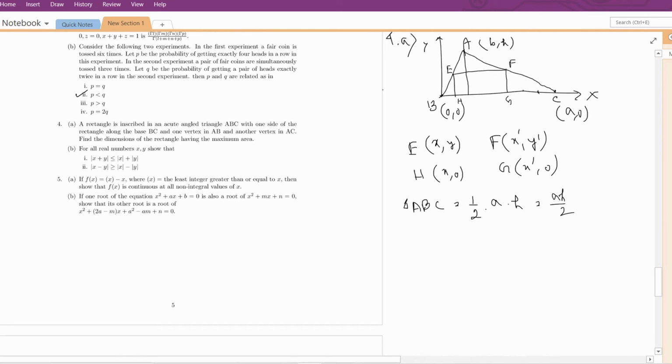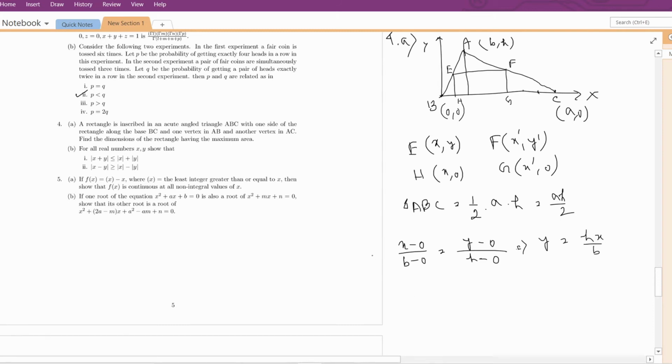Now if we see the equation of this line, this side AB, we will get (x minus 0) divided by (b minus 0) equal to (y minus 0) divided by (h minus 0). As E and F are any points on this side, we can write it this way: y equal to hx divided by b.